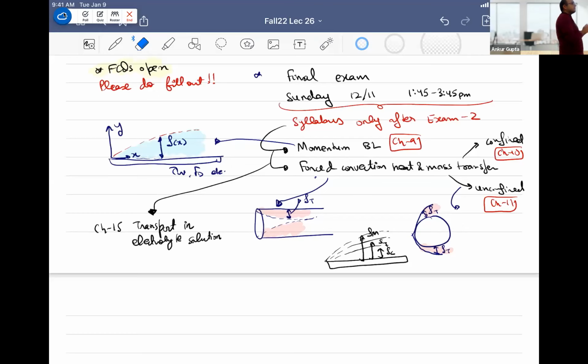But basically we'll skip over chapters 12, 13, and 14, and the last chapter we'll discuss is chapter 15, transport in electrolyte solutions. Okay, so for the remaining 4 lectures, we will discuss chapter 15, and we'll learn how the transport phenomena change if instead of neutral species, now we have charged species, like in an electrolyte.